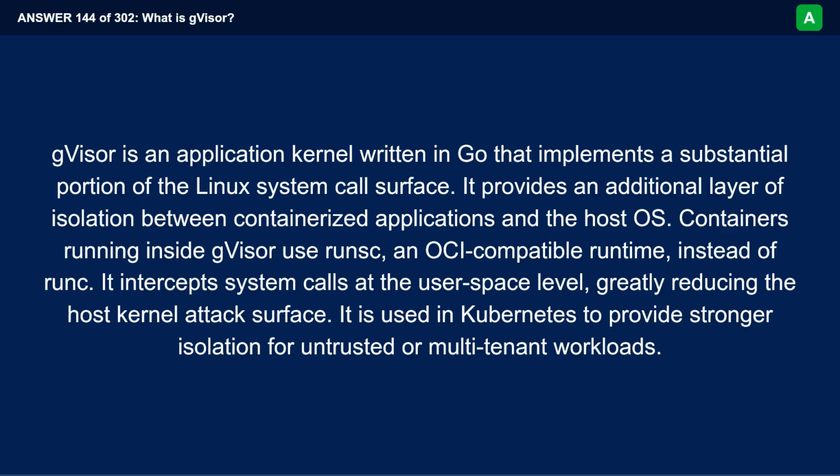gVisor is an application kernel written in Go that implements a substantial portion of the Linux system call surface. It provides an additional layer of isolation between containerized applications and the host OS. Containers running inside gVisor use runsc, an OCI-compatible runtime, instead of runc. It intercepts system calls at the user space level, greatly reducing the host kernel attack surface. It is used in Kubernetes to provide stronger isolation for untrusted or multi-tenant workloads.